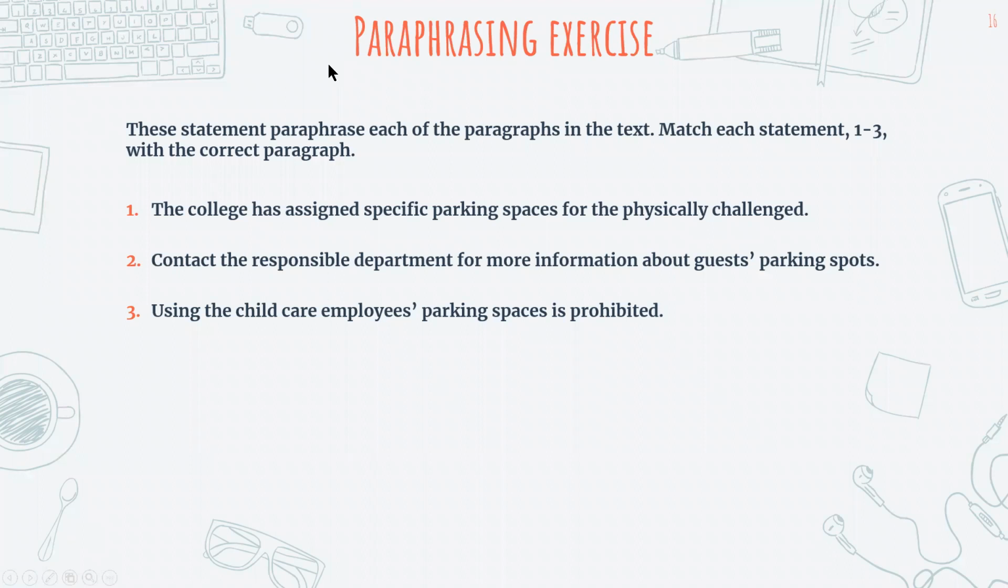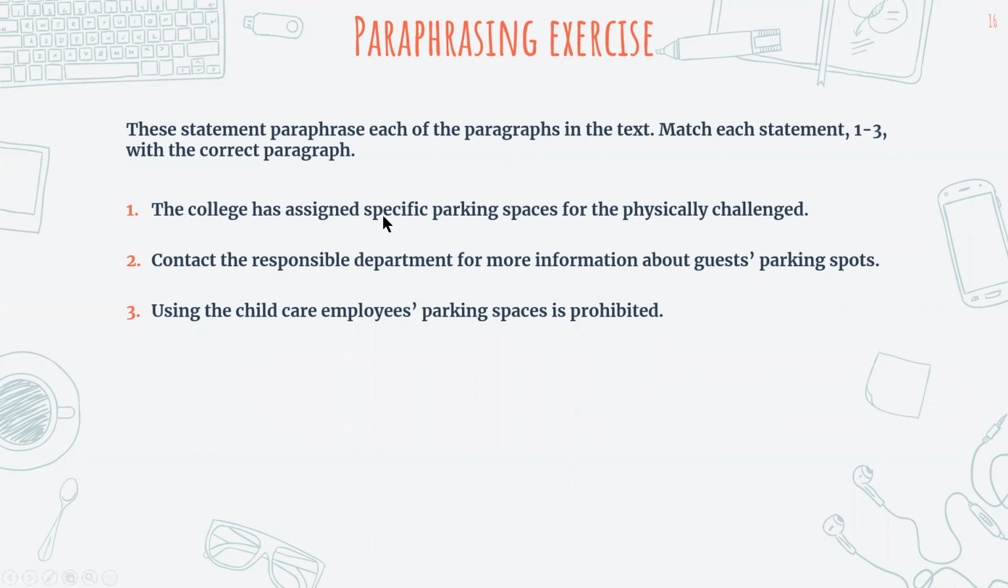Okay. Let's have an exercise. These statements, I'm sorry, it's missing an S. Paraphrase each of the paragraphs in the text. Match each statement 1 to 3, those statements, with the correct paragraph. So each statement of these 3 paraphrases each of the paragraphs in one sentence. So the paraphrased sentence explains a paragraph of the text. So let's read the first one.